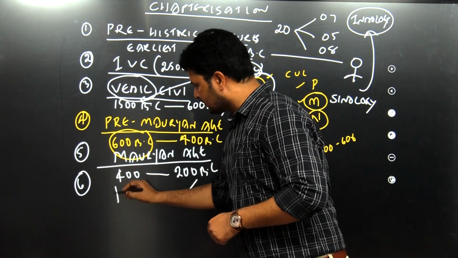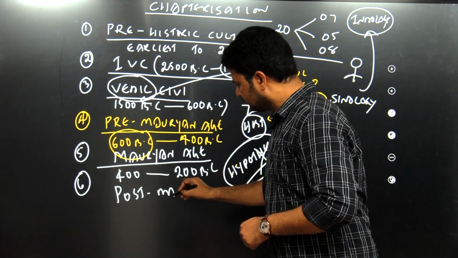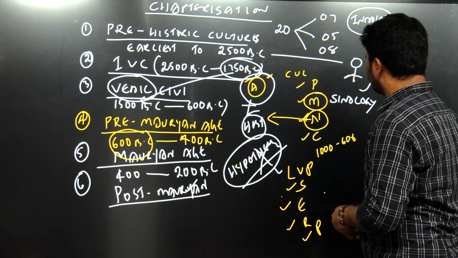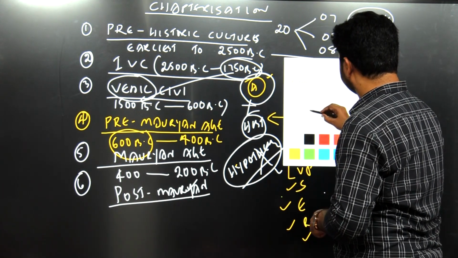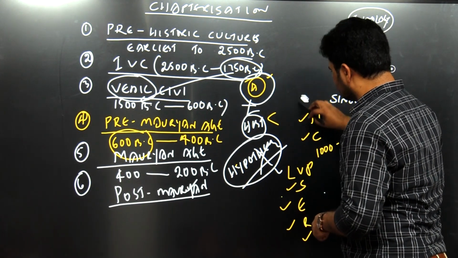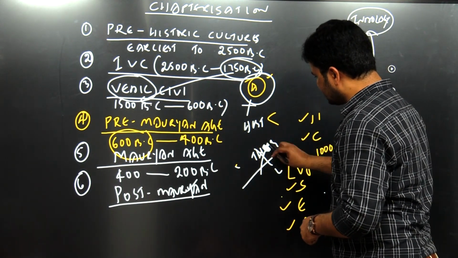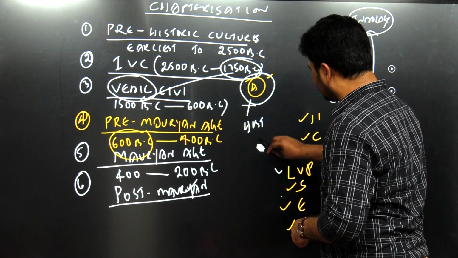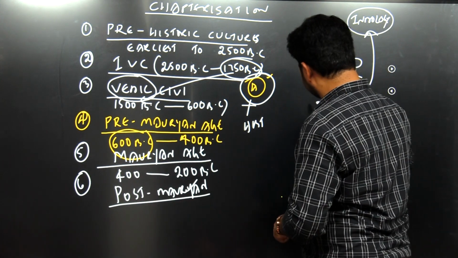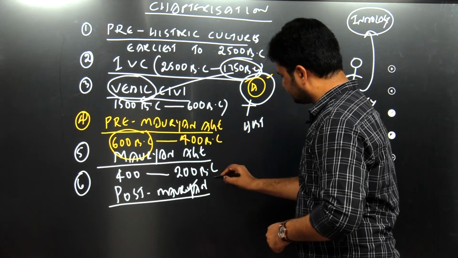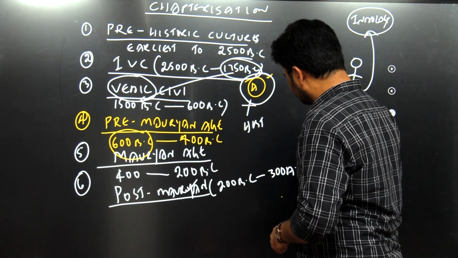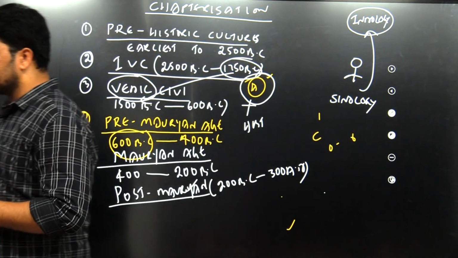6th chapter, post-Mauryan Age. The span of post-Mauryan Age is 200 BC to 300 AD, please. So the history of 500 years we are going to learn under the tab called post-Mauryan Age.